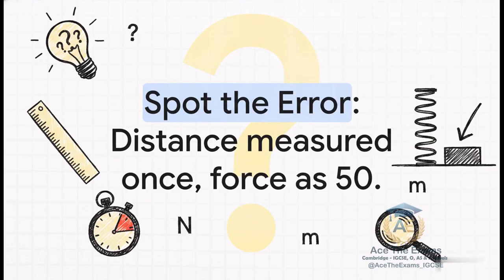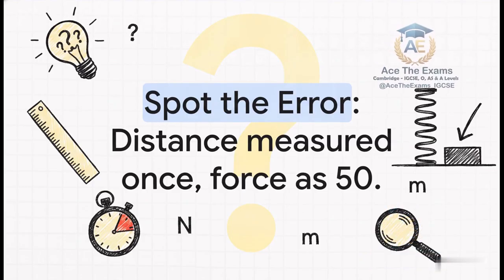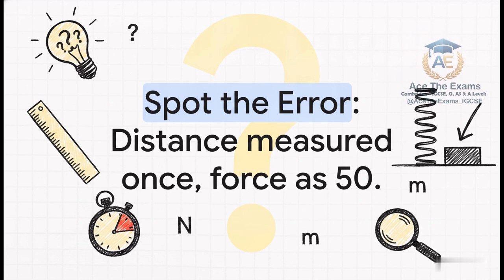Okay, let's test this out right now. Spot the error in this sentence. The student measured a small distance once and recorded the force as 50. I'll give you a second to spot the fatal flaws here. Think about what we just covered regarding accuracy, measurements, and units.